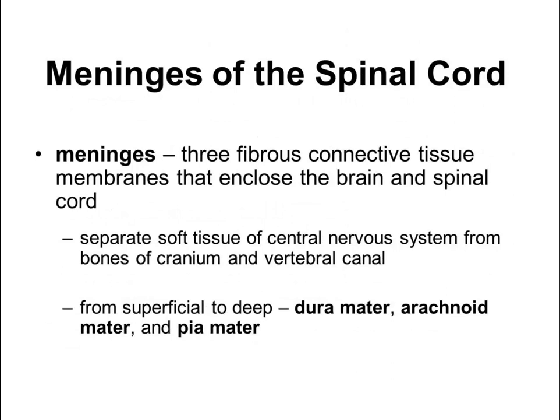Your spinal cord has meninges. Meninges are basically three fibrous connective tissue membranes that enclose the brain and the spinal cord. They separate the soft tissue of the nervous system from the bones of the cranium and the vertebral column. And there are different layers. From superficial to deep, they are the dura mater, the arachnoid mater, and the pia mater.